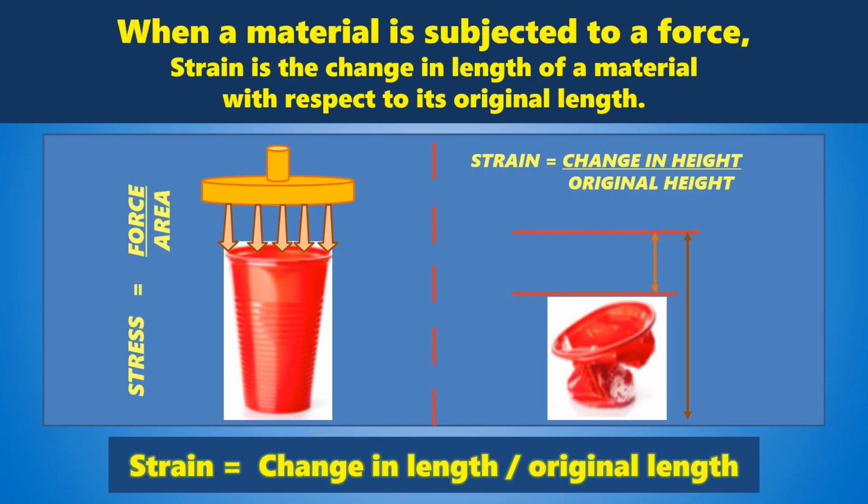So what is strain? When a material is subjected to a force, strain is the change in shape or the deformation that occurs to the material. It is usually a percentage or a proportion, and it is calculated by the change in length or height over the original length or height.